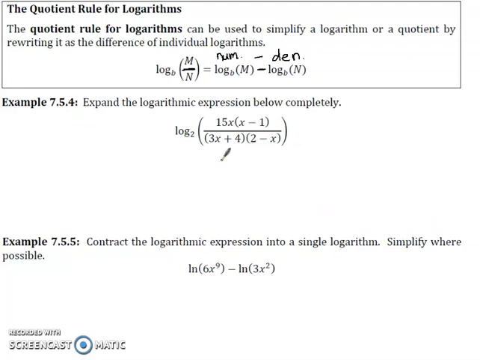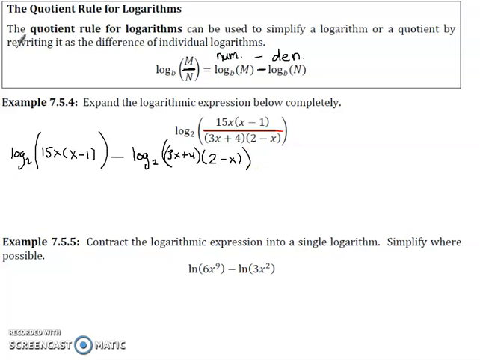So in example 754, I'm going to go ahead and expand as far as I can my logarithm. So the first thing I'm going to focus on is the fact that I see a quotient. So I'm going to go ahead and split this up as numerator minus denominator. So I keep my log base 2, and my numerator is 15x times x minus 1. So that is my entire numerator. And then I subtract a whole new log base 2 of my denominator, which is 3x plus 4, multiplied by 2 minus x.